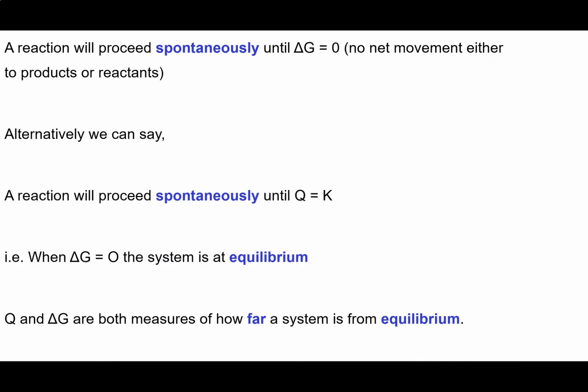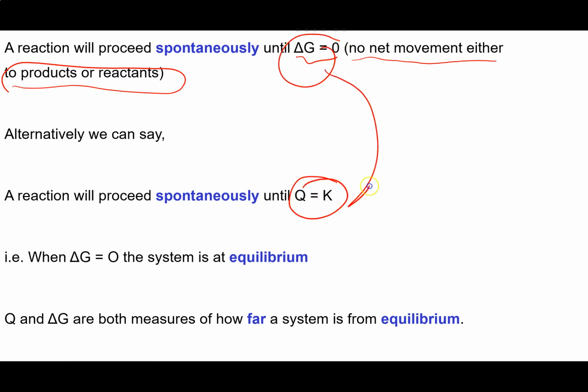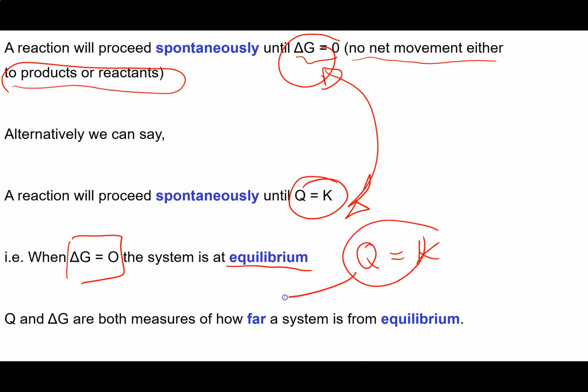A reaction will proceed spontaneously until delta G equals 0, and at that point there is no net movement either towards products or reactants. Is there another way of saying that? Of course: when Q equals K, we see the same effect as when delta G is equal to 0. They are the same thing. When delta G equals 0, our system is at equilibrium, or alternatively, when Q is equal to K, we're also at equilibrium. So both Q and delta G are measures of how far a system is from equilibrium.